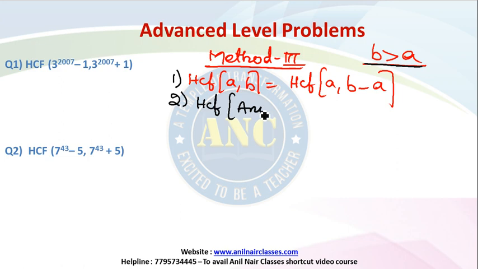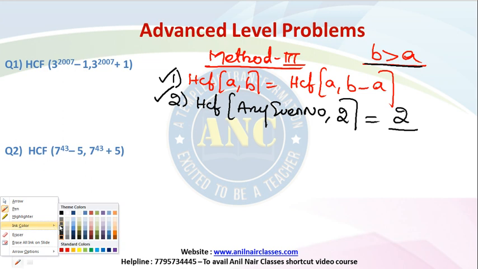Second, HCF of any even number with 2: the answer is always 2. So the two concepts are: HCF of a comma b is HCF of a comma b minus a, and HCF of any even number with 2 is 2. Now we will solve this problem.